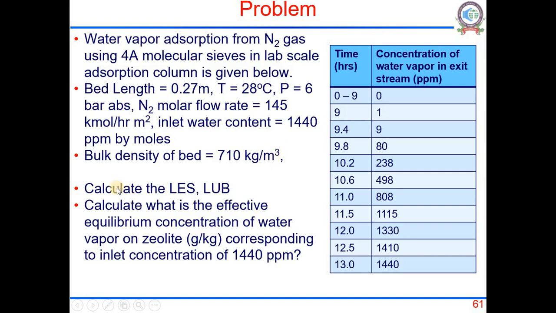Okay. What I would like you to calculate is the length of the equilibrium section and the length of the unutilized bed. Also calculate the effective equilibrium concentration of water vapor on the zeolite 4A, in terms of grams per kg, corresponding to the inlet concentration of 1440 ppm.